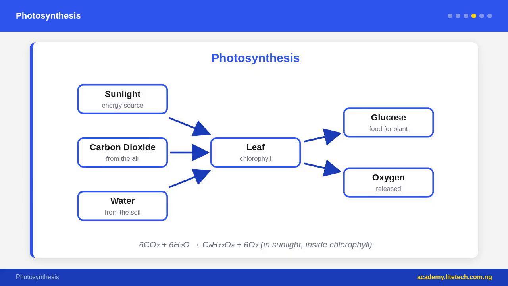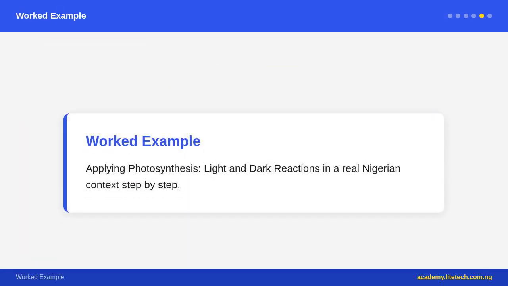Second, reduction. ATP and NADPH are used to convert GP into GALP, glyceraldehyde 3-phosphate, a 3-carbon sugar. Third, regeneration. Most GALP molecules are used to regenerate RuBP so the cycle can continue, while a small fraction is used to synthesize glucose and other organic compounds. For every 3 turns of the Calvin cycle, one 3-carbon sugar is exported for use in building glucose.